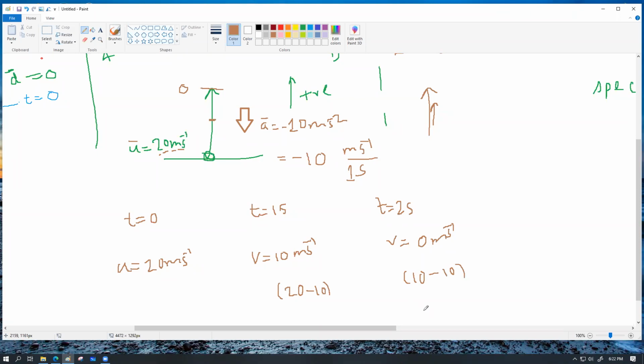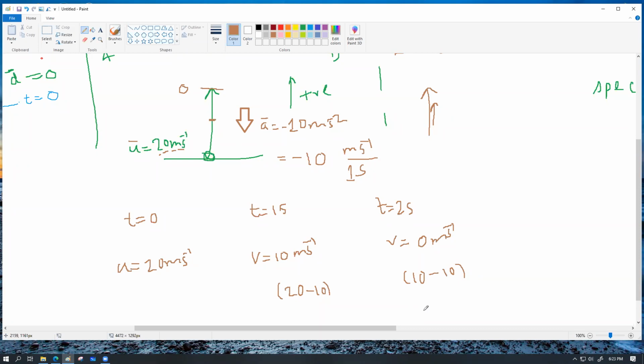See if it makes sense. The velocity at t equals 0 is what we call the initial velocity, denoted by the symbol u. We are throwing the object upwards at 20 meters per second, so the object starts to go upwards. And because the acceleration is working in the opposite direction, it is going to experience a change of minus 10 meters per second every second, which means after every 1 second, the velocity is going to get a reduction of 10 meters per second, because the object is being pulled downwards.